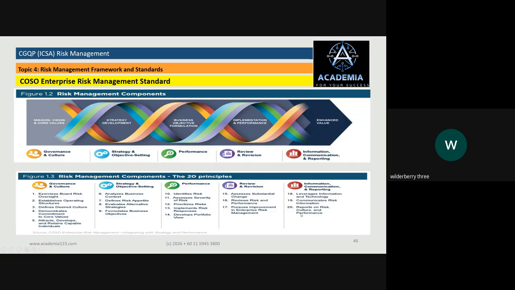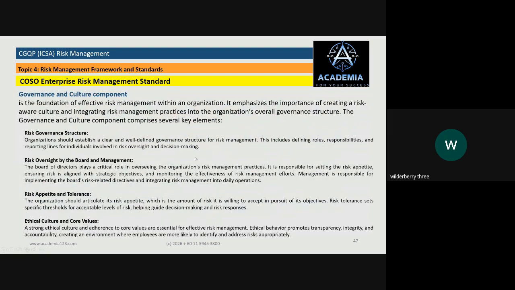Here, what you need to know is that there are 5 task streams, with governance, strategy, performance, review. And then you have here the 20 principles arranged according to these 5 streams. And the 5 streams are organized according to the value chain created in a company. That's pretty much how you summarize it in a few words.